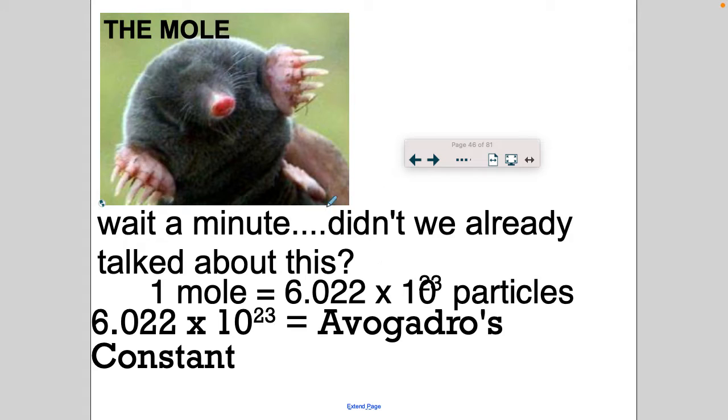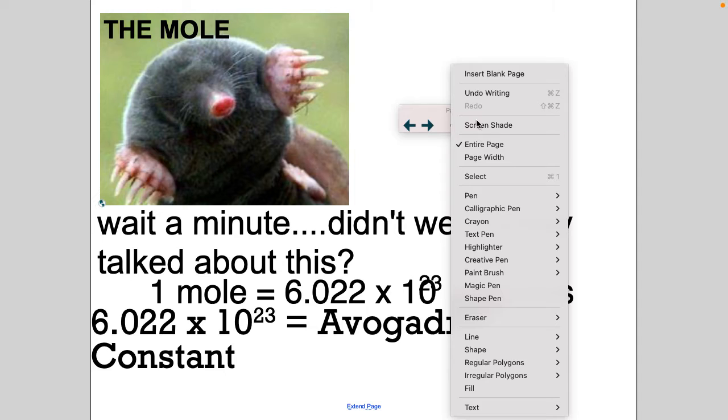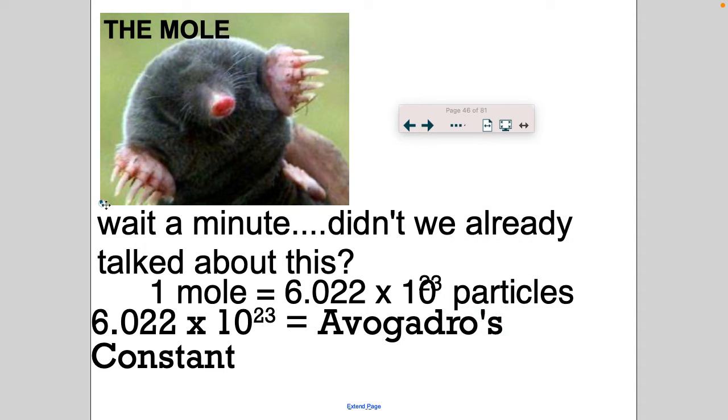A while ago, at the beginning of the school year, we discussed the mole, all right? Where 1 mole is equivalent to 6.022 times 10 to the 23rd particles. Avogadro, also Avogadro's constant.